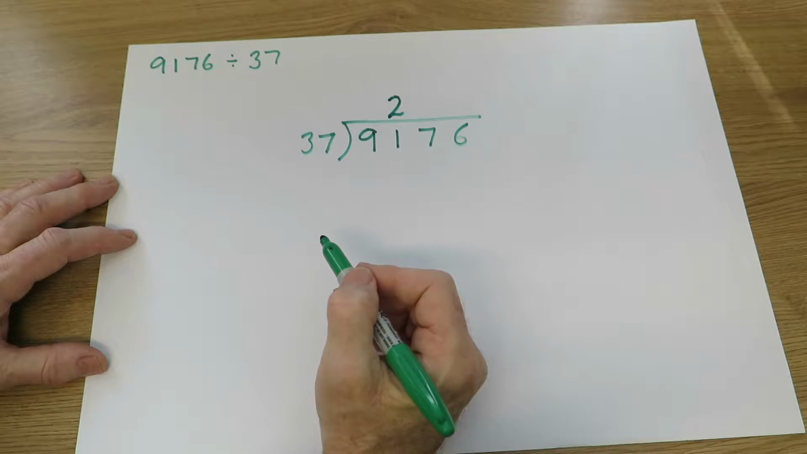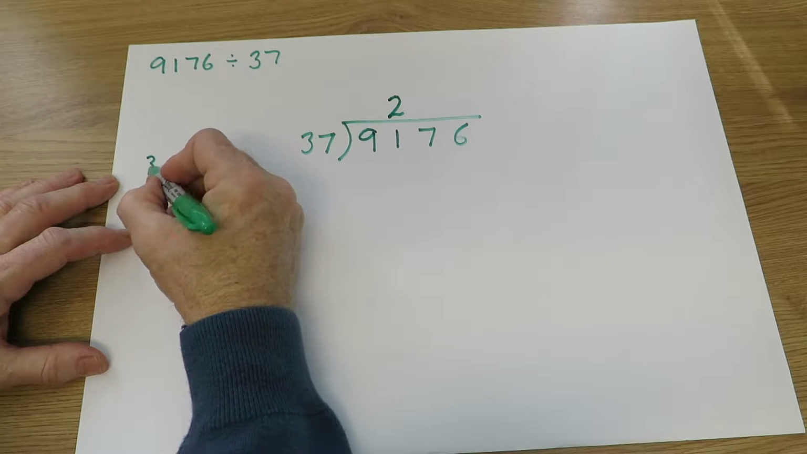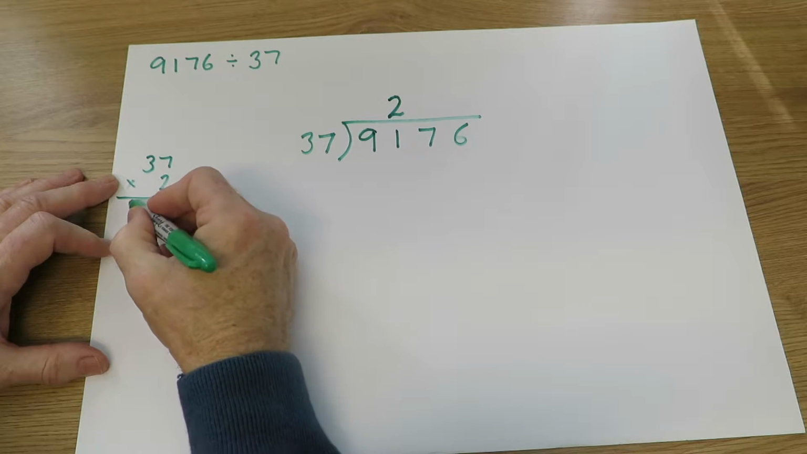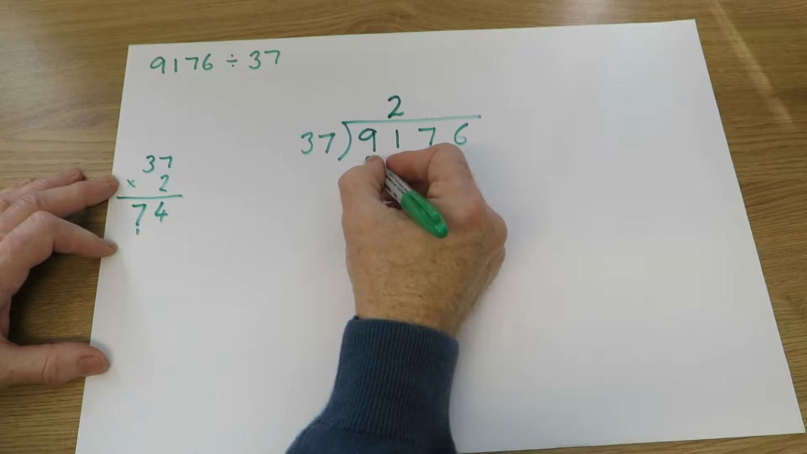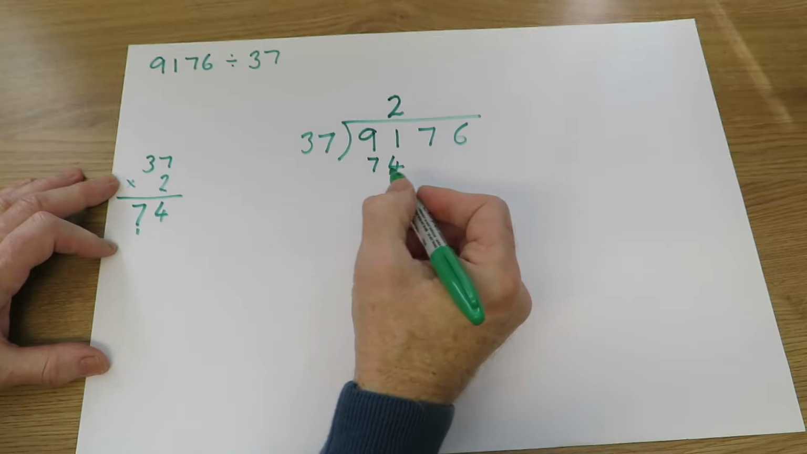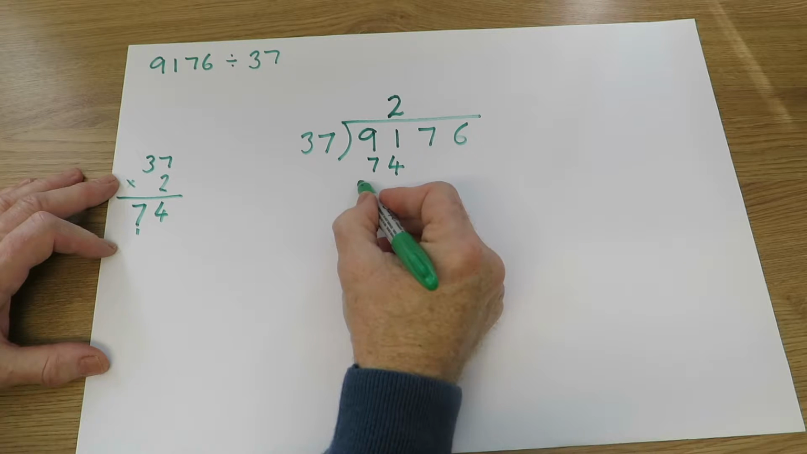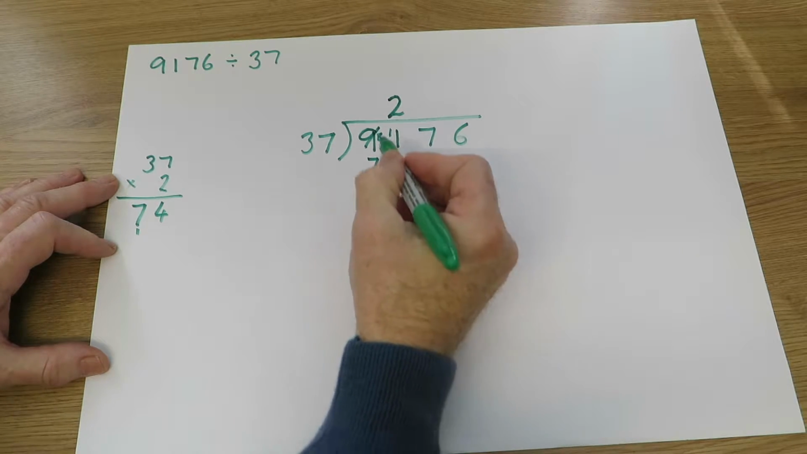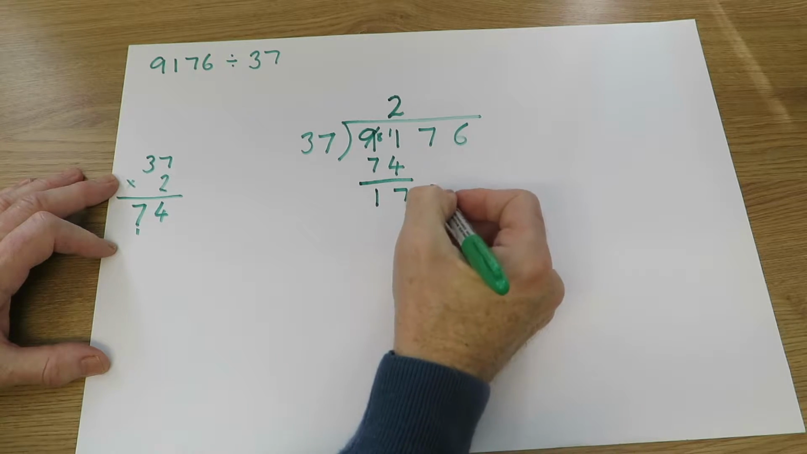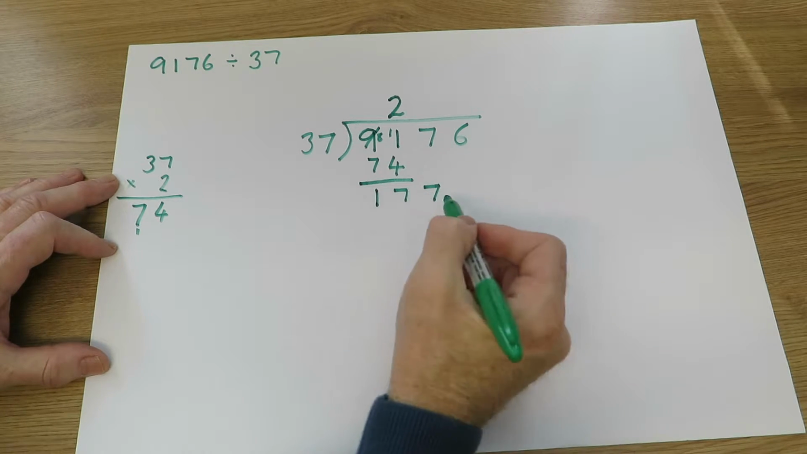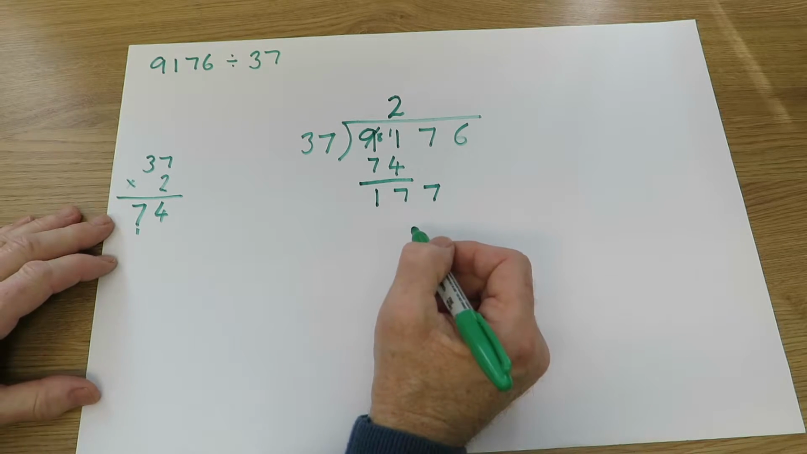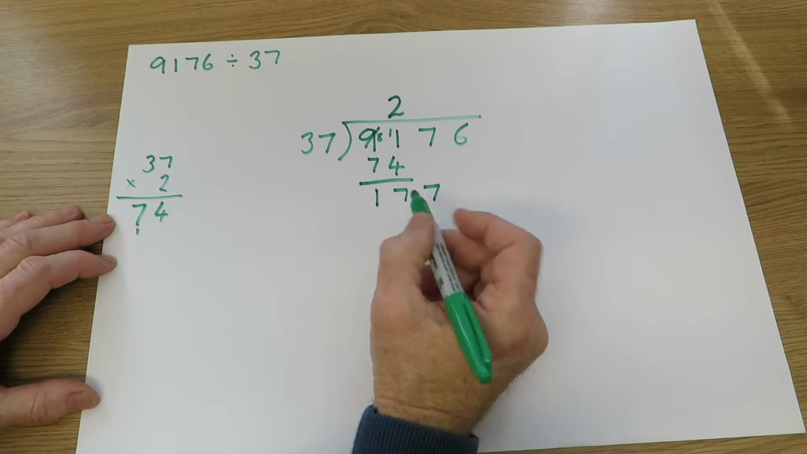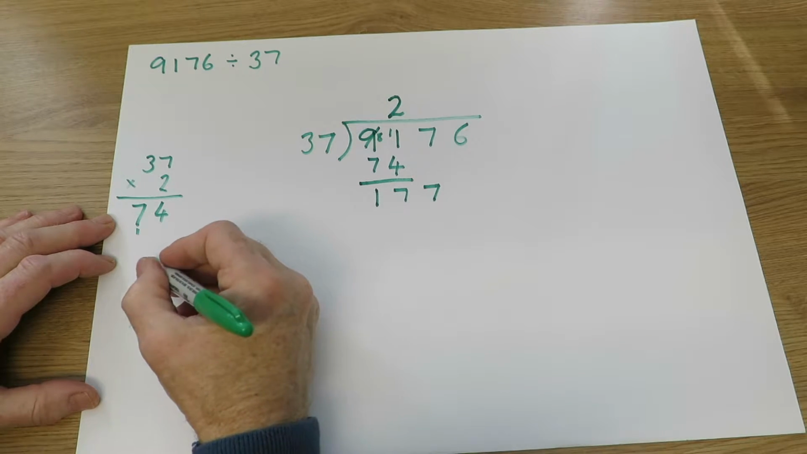Now they may use their mental skills, or they may do some jottings. 37 times 2, 7 2s are 14, 3 2s are 6, 1 more makes 7. So they know they've got to subtract the 74 they've used to create the two 37s. 1 take 4, 11 take 4 is 7, 8 take 7 is 1. Bring down that 7. How many 37s in 177? Well, they might say 37's roughly 40. 4 40s are 160, so it's probably 4.